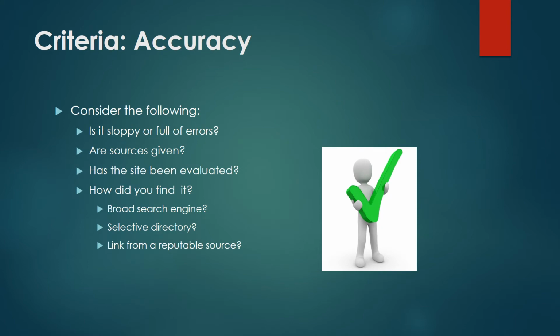In addition, when judging the accuracy of a website or resource, look at the following. Is it sloppy and full of errors? Are sources given? Has the site been evaluated? And how did you find it? Through a broad search engine, through a selective directory, or from a link from a reputable source?